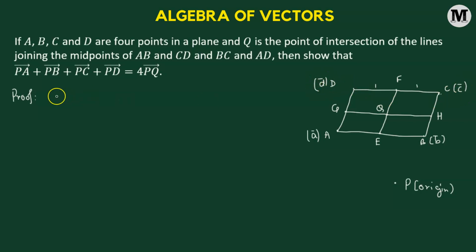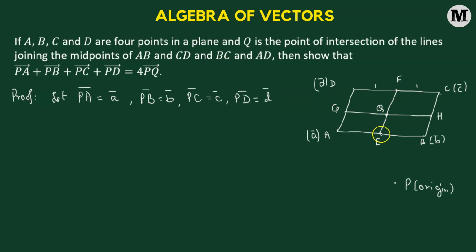This would simply mean that if we join point P and point A, then the position vector of point A is going to be the vector A, since P is the origin. Then we have PB vector given by the vector B. PC vector will be given by the vector C, and PD vector will be given by the vector D. Fine. Now we'll try to define the position vector of Q with respect to the points E and F.